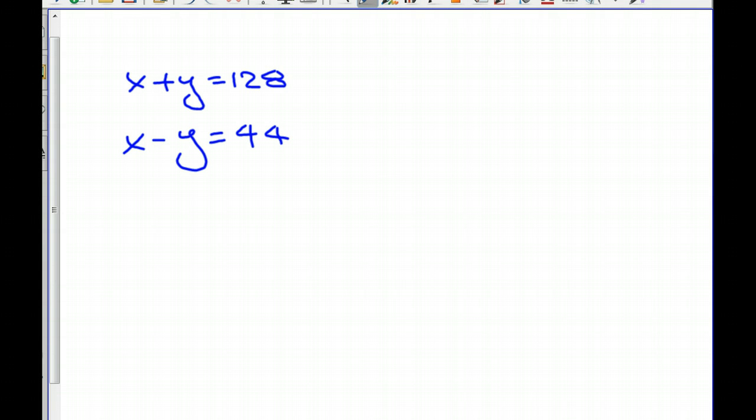Okay, do you see a problem with that? What if y minus x? What if y is bigger than x? It's not going to equal 44, is it? It's going to give you a negative number. So one of the things that I suggest doing is, when you're dealing with numbers like this, put large plus small equals 128, and then large minus small equals, is that 44 or 144? 44? Then you know the larger one has to go first.